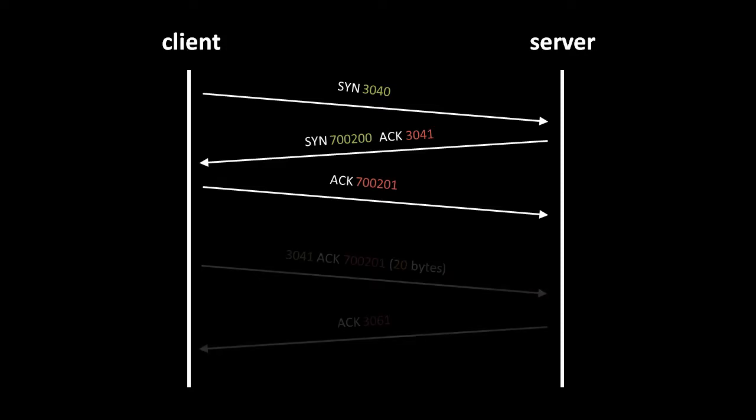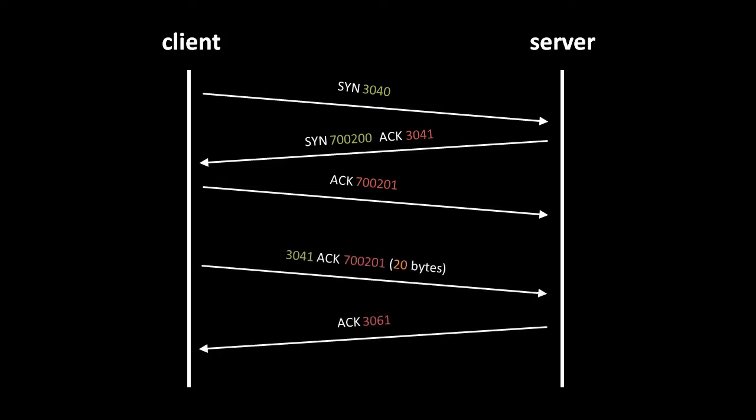So now let's say that the client sends a segment to the server with 20 bytes of actual data, and the sequence number of 3041 in the segment indicates where these 20 bytes fit in the whole sequence of data coming from the client to the server. Once the server receives that segment, it sends back an acknowledgement of 3061 because it has received everything in the sequence up to but not including 3061.